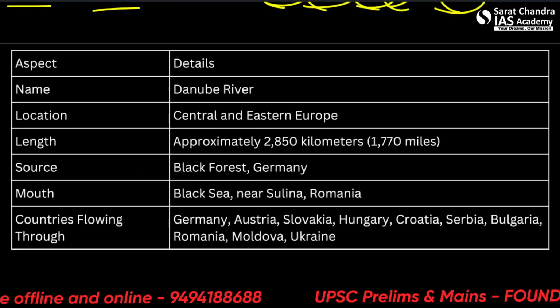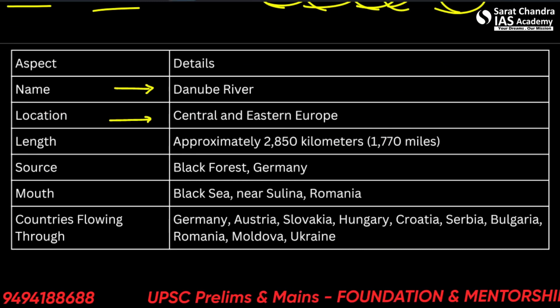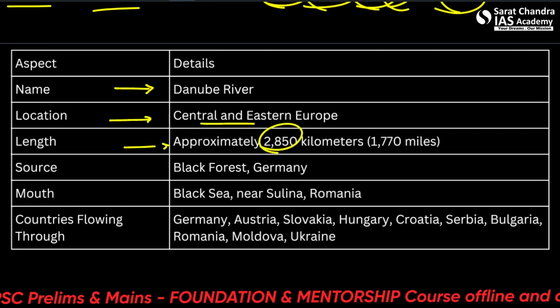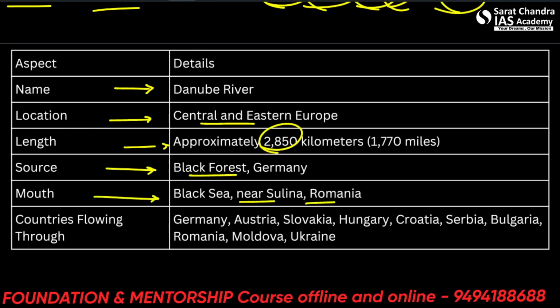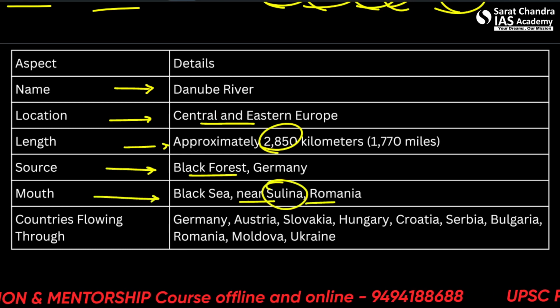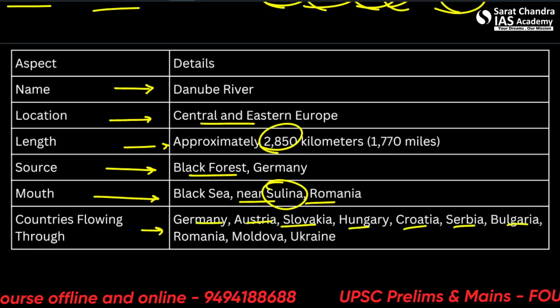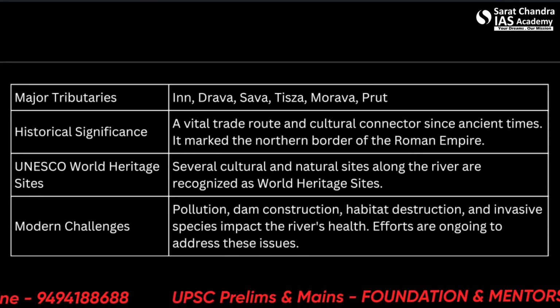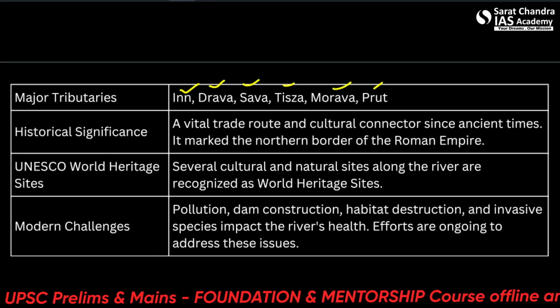So here's a table that I've created. I'll send this in the group also. Danube River: location is Central and Eastern Europe, approximately 3,000 kilometers long. Source or origin is the Black Forest, Germany. And mouth is the Black Sea near Sulina, Romania. So this Sulina Channel we are talking about. Countries flowing through are Germany, Austria, Slovakia, Hungary, Croatia, Serbia, Bulgaria, Romania, Moldova and Ukraine. Okay, let's move further. Major tributaries we have seen: Drava, Sava, Tisza, Morava, Prut.